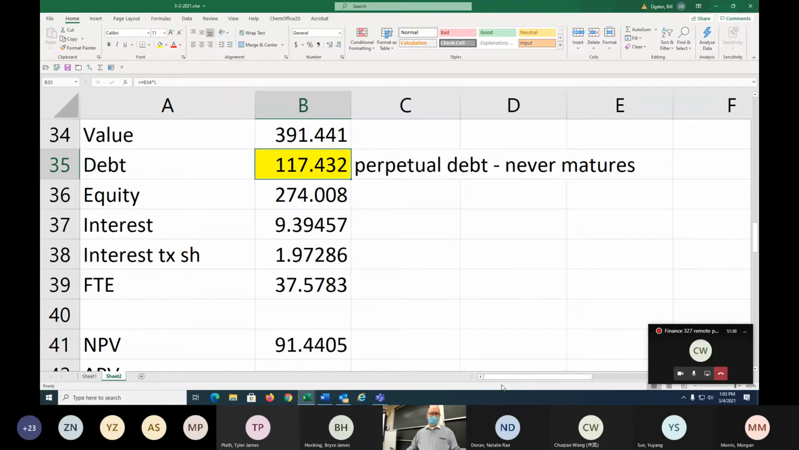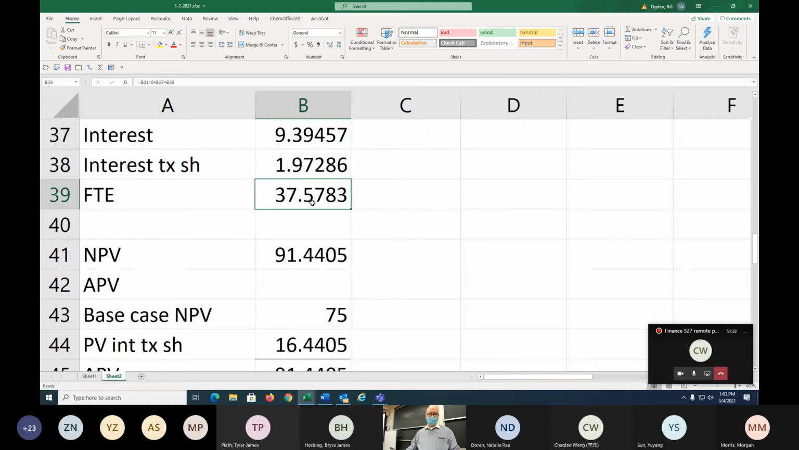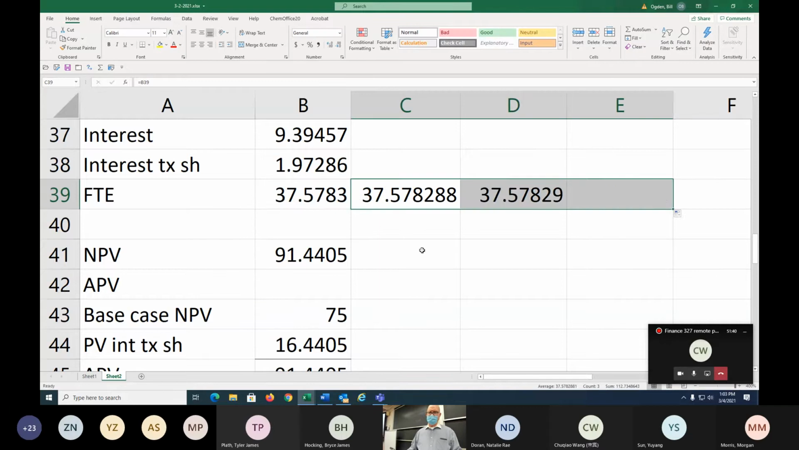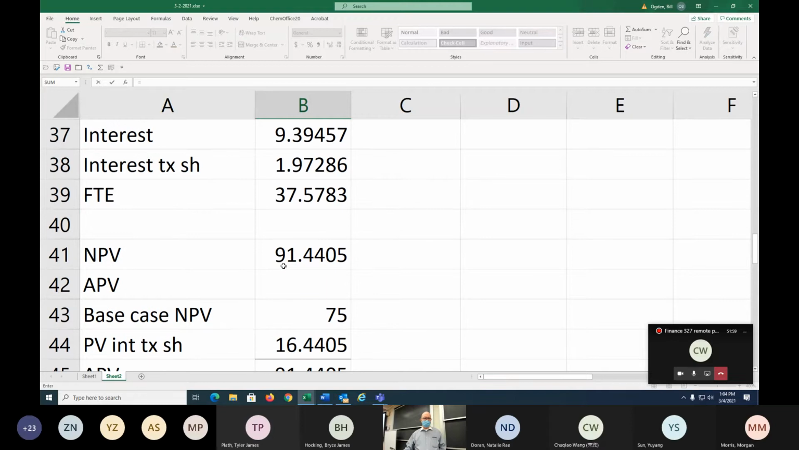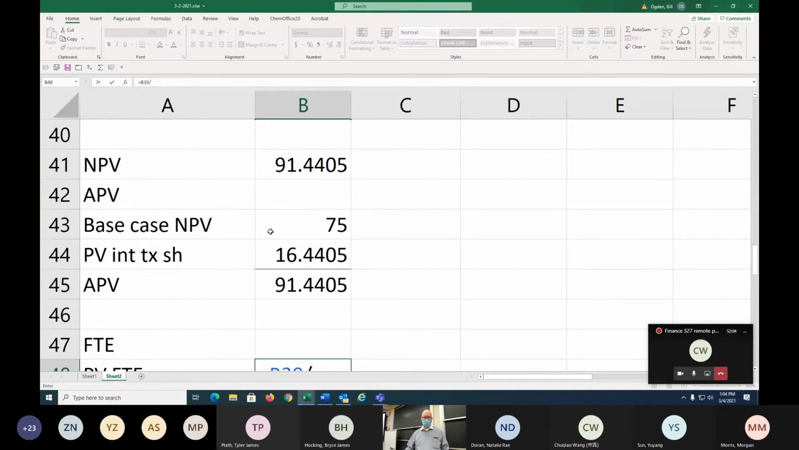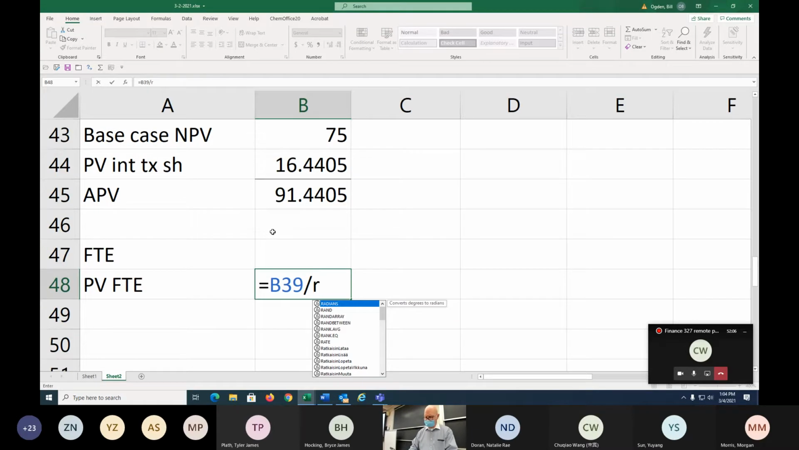Let's discount the cash flows to equity. So what are the shareholders receiving? First year, 37.57. Second year, 37.57, 58. All the way out to infinity, forever. Okay, so one more time, how do we value perpetual cash flows? We divide by the appropriate R. So let's try it. Equals the flow to equity divided by the required rate of return on equity. That would be RE, wouldn't it?